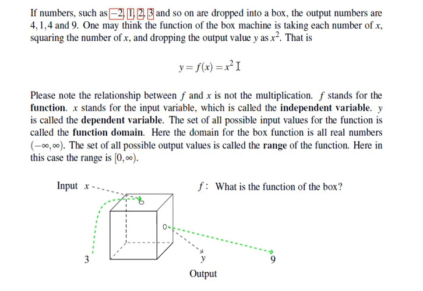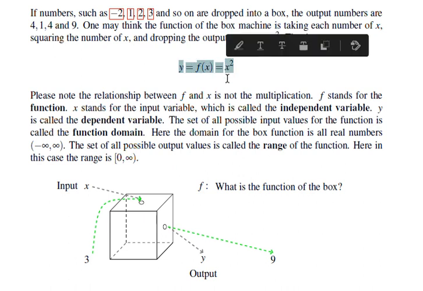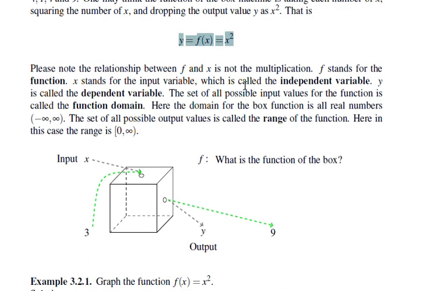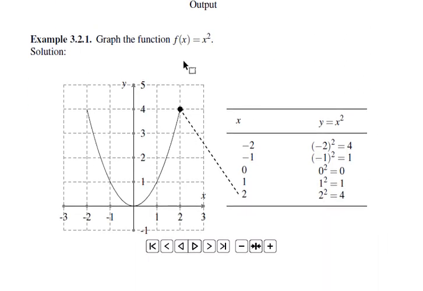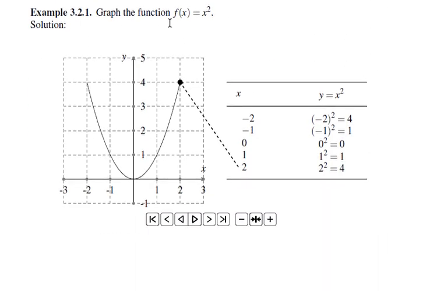What does the picture or graph look like for y equals x squared? I'm asking how to find the graph for this function. And this will be in my next video: how to graph the function f of x equals x squared. Okay, I'll see you next time.